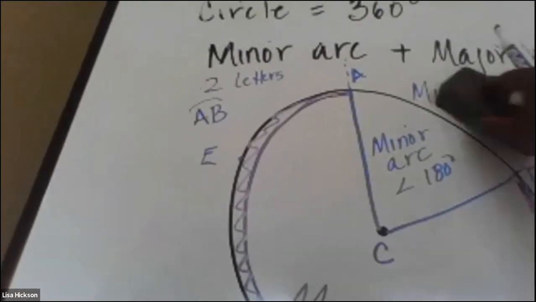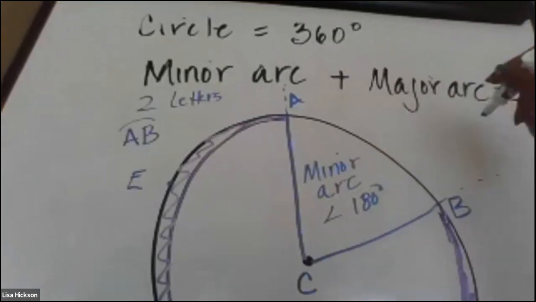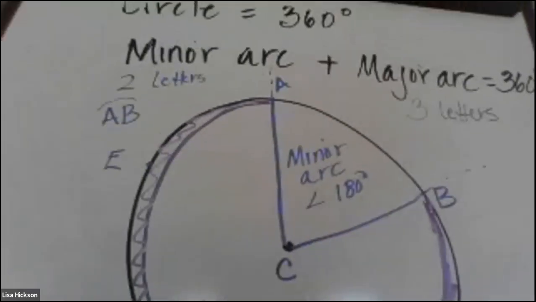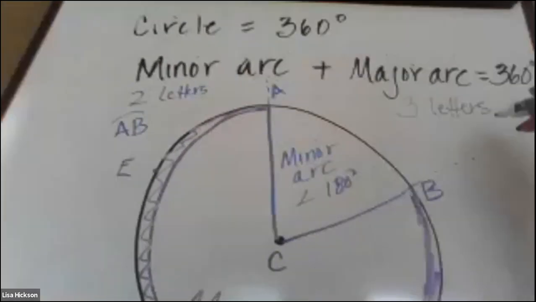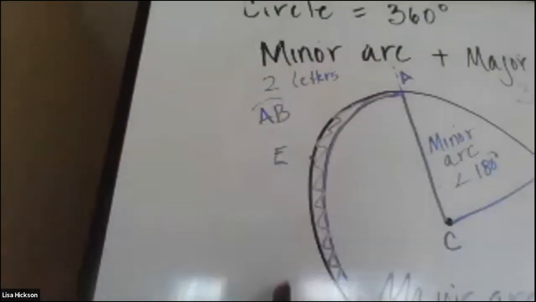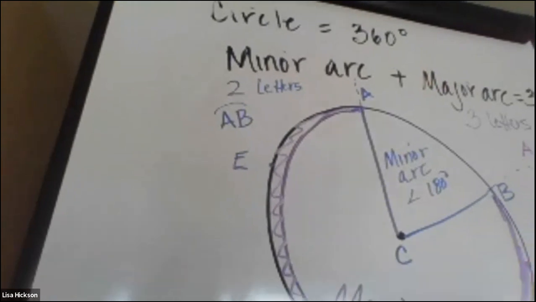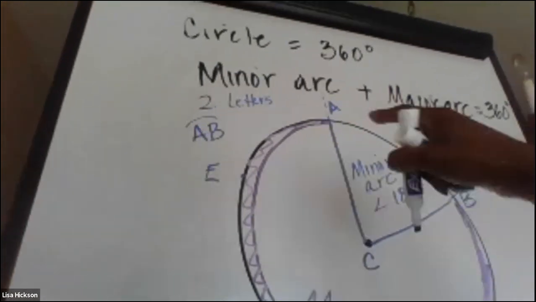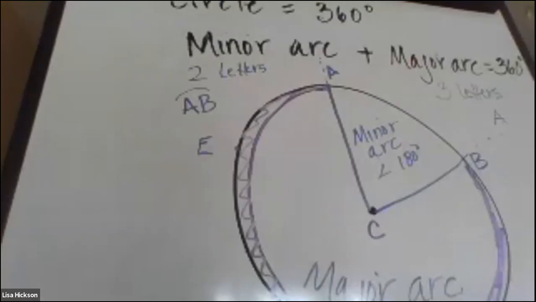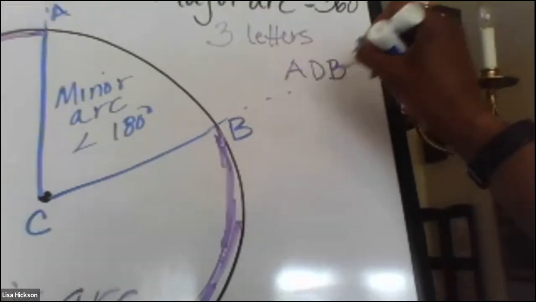All right, so to name a major arc, you use three letters. Again, you start at the same place as the minor arc, A, but then you have these two points in between. You can use either of them, because now you are telling the reader that you are starting at point A, moving through, I'm going to use D, moving through point D, and ending at point B.